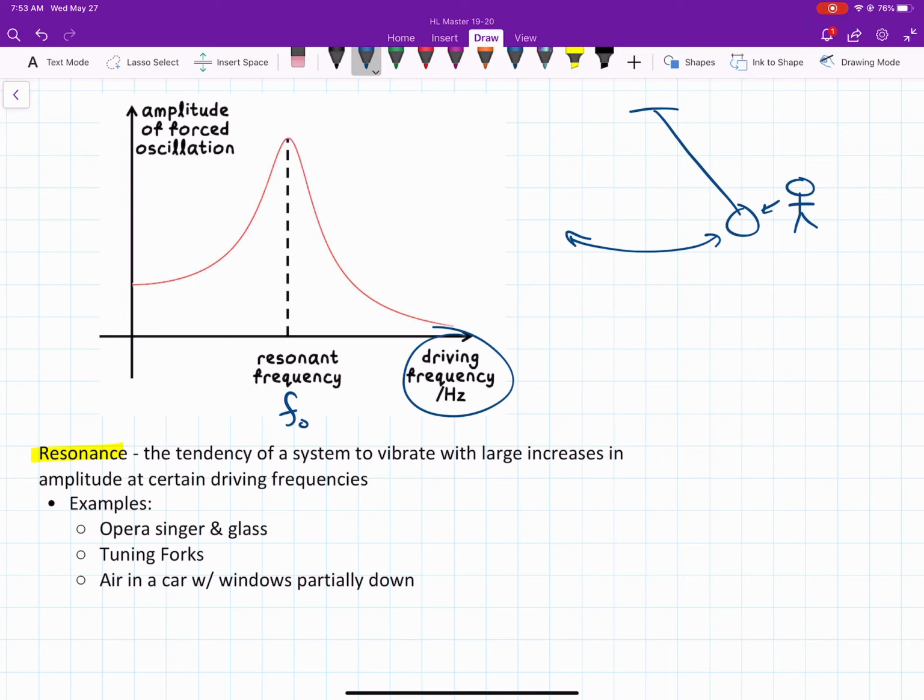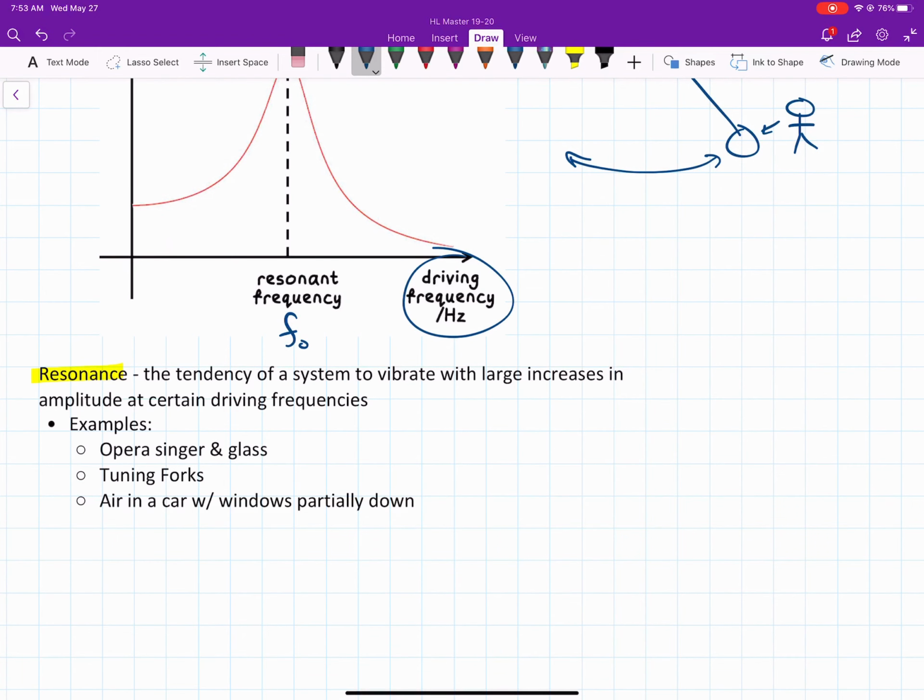And then there are just a couple of other examples there. An opera singer and a glass, a tuning fork, which we'll get into in our next topic on sound waves. And another good example that people like to think about is when you get the reverberation in a car because somebody's rolled the windows down just to the right height. You get kind of a reverberation in the car, and that's due to the resonance.